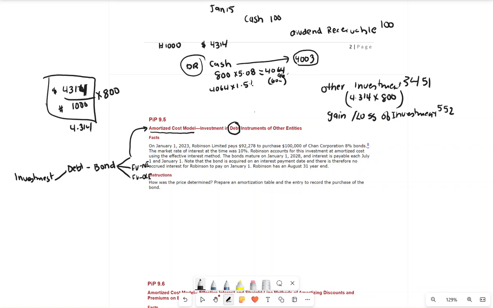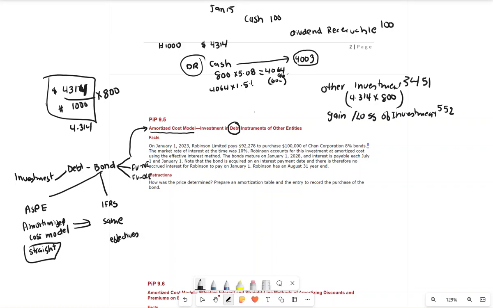So what is the difference between them? We have an ASPE company. You could be filing under ASPE or IFRS when you have a bond investment. ASPE companies can only have an amortized cost model, but the only thing is that we have a straight line. When you're amortizing your bond, you can only use straight line. You can also have an amortized cost model under IFRS, same model, but the only difference is we have to use an effective interest method to calculate it.